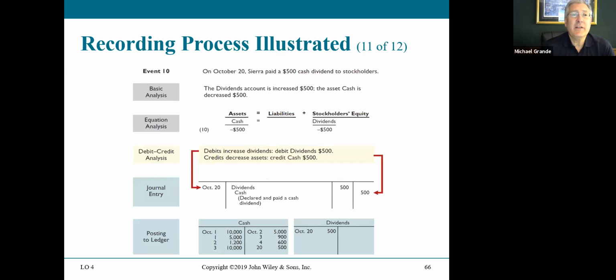On October 20th, Sierra paid $500 cash dividend to stockholders. They increased the dividend, they decreased cash. You increase dividends with a debit. Debits reduce equity. Cash went down, credit cash. You see the T accounts on the very bottom, credit to the cash account, debit to dividends. Cash account's got a lot of activity in it. It's just one account. Post it to one T account.